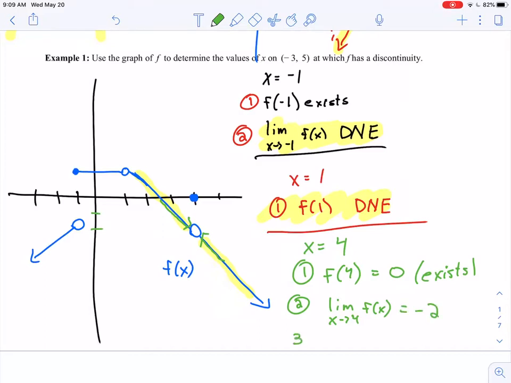But then when it comes to my third property here, are these two things equal? Is 0 equal to negative 2? Well, last time I checked, no, it is not. 0 does not equal negative 2. So, in other words, f of 4 is not equal to the limit as x approaches 4 of f of x. This is why this function fails to be continuous. It's this third property right here. So I have the function, it exists. I have the limit, it exists. But those two things are not equal, and that's why it fails to be continuous at x equals 4.